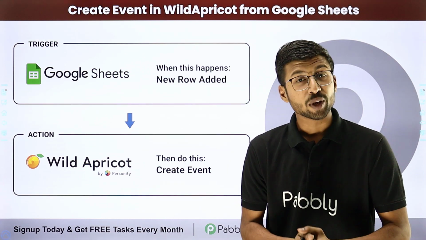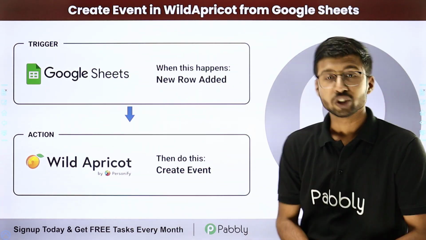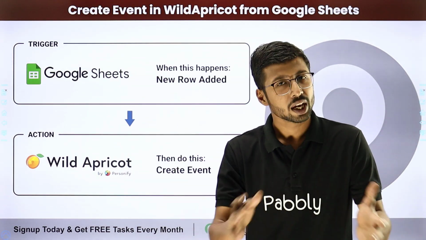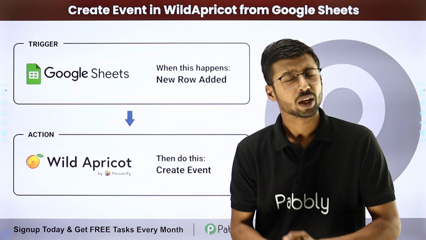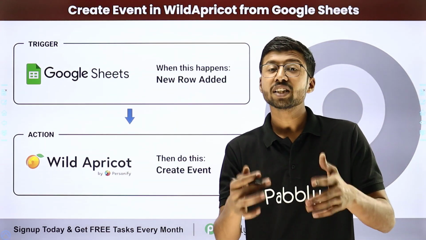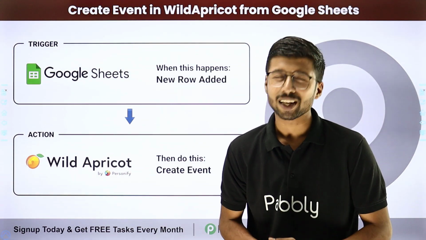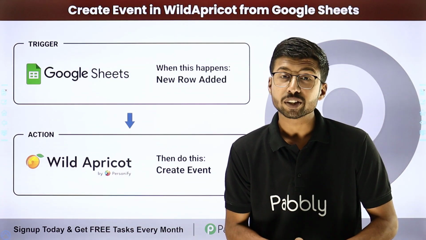So in this video, we are going to learn how to create an event in WildApricot from Google Sheet. Suppose you are adding some new event details into your Google Sheet and you want to create those same events in your WildApricot account as well. The manual process of adding the same event details into different applications can be very repetitive and time consuming. So in this video, I'm going to show you how you can automate this process.